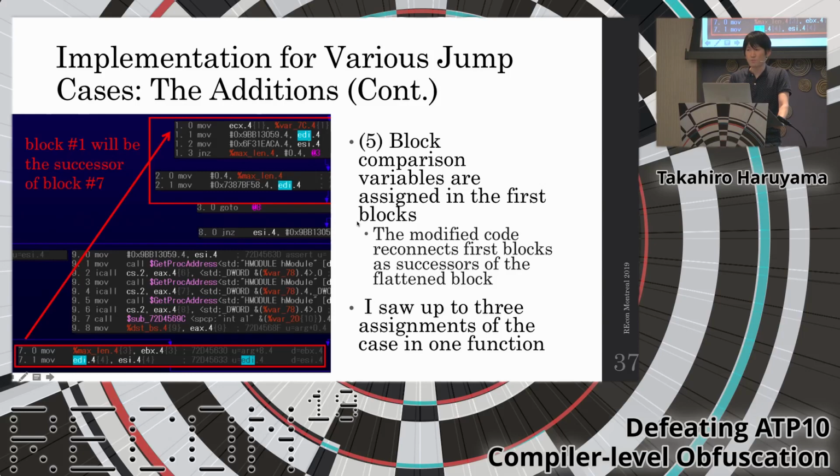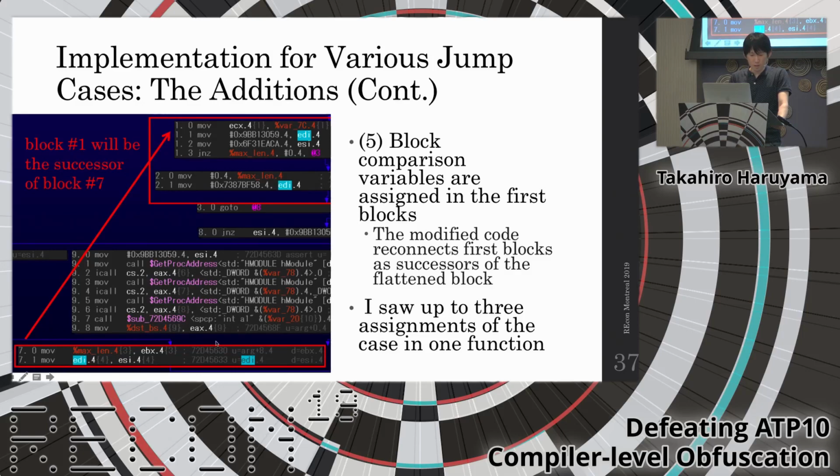Usually, we can find block comparison variables in flattened blocks, but in jump case 5, block comparison variables are assigned in the first blocks. It is a little bit tricky.